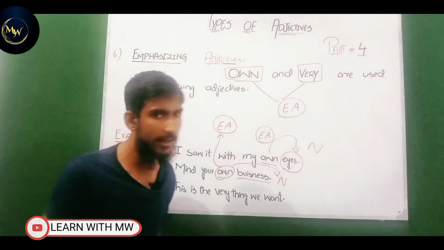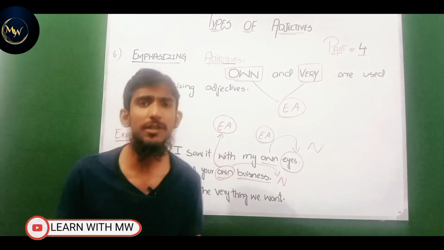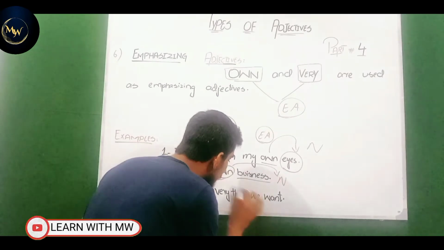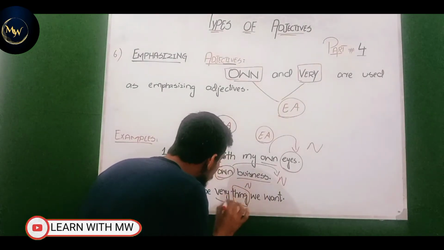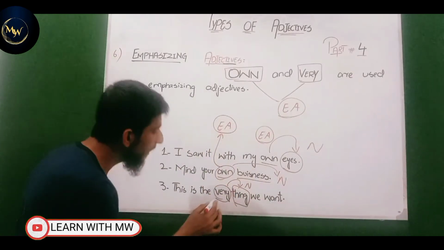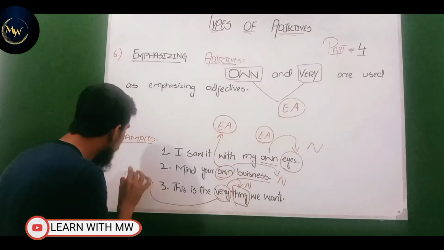This is the thing. Look at this importance. Look at my expression. This is the thing which we want. So "thing" is basically a noun, and "very" adds meaning to the noun "thing". That's why "very" is basically an emphasizing adjective.